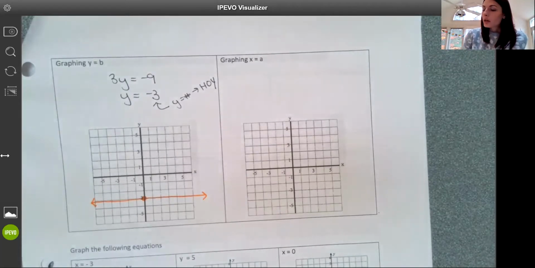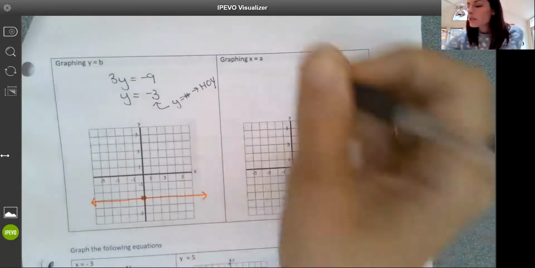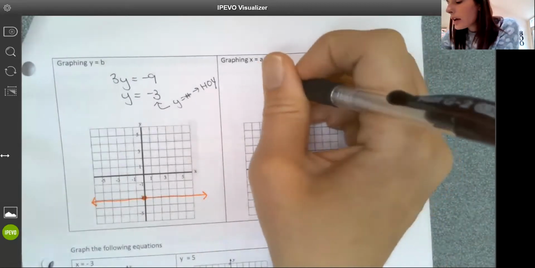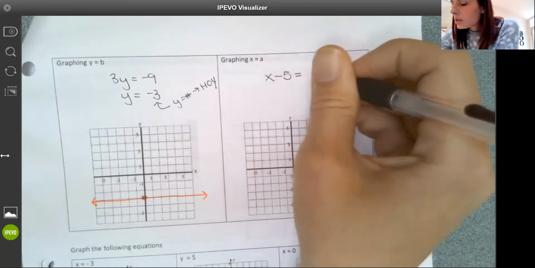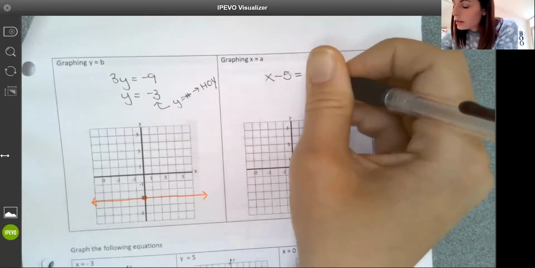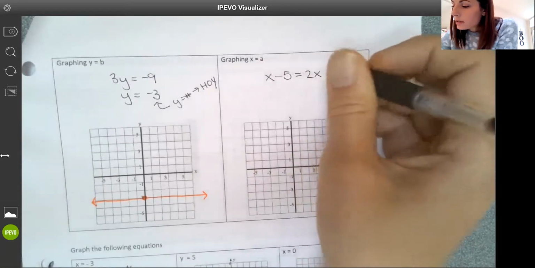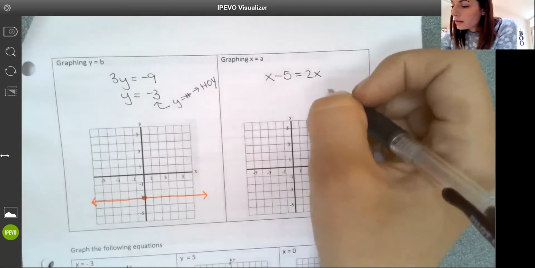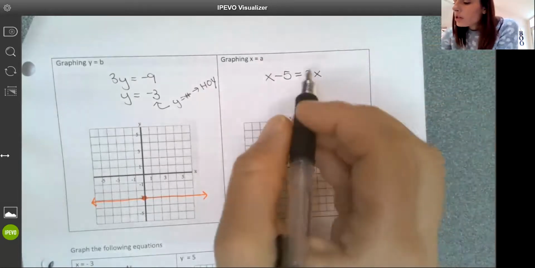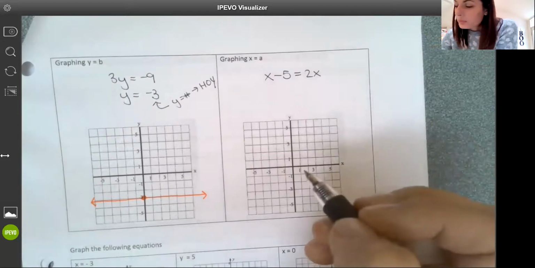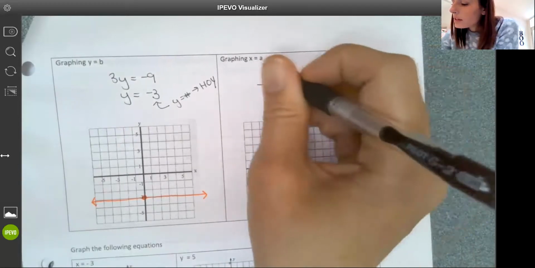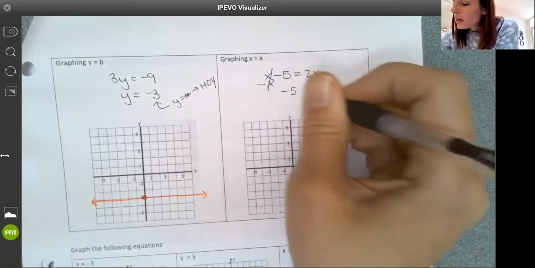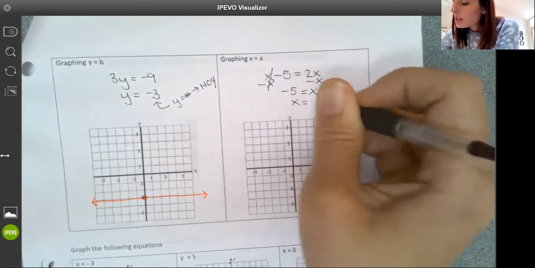On my other graph, my x equals graph, so let's say I had something like x subtract 5 equals 2x. Yeah, let's just leave it like that. So here's an equation. There's no y. I want to isolate the variable I have. So I'm going to subtract x, which would give me -5 equals x, or x equals -5.